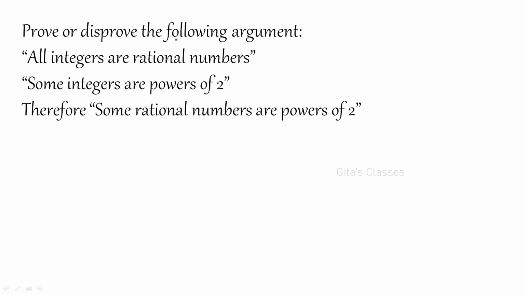Now let us do one more problem. Prove or disprove the following arguments. All integers are rational numbers. Some integers are powers of 2. Therefore, some rational numbers are powers of 2. So first let us express these statements logically, mathematically. Here you have integers, rational numbers, powers of 2. So let us define.